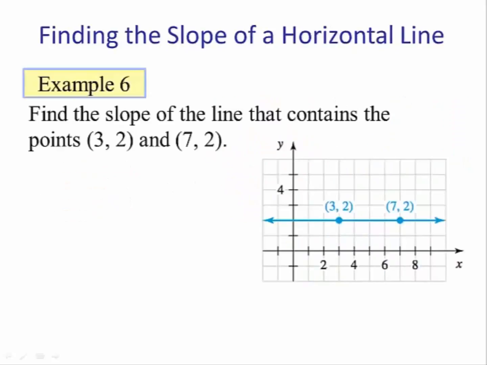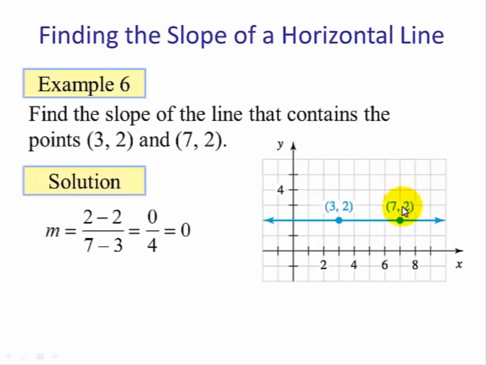Example 6. Find the slope of the line that contains (3, 2) and (7, 2). If we pick our points here, y2 minus y1, we get 0, and x2 minus x1, we get 4. 0 divided by 4 is 0. So whenever we have a horizontal line, the slope is always 0.